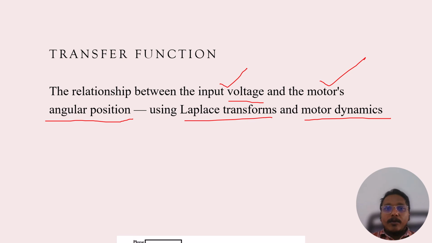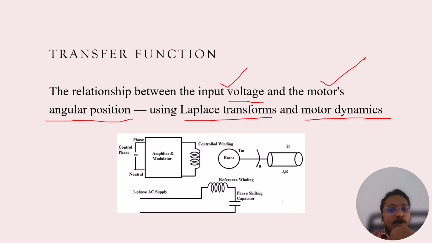Now I am showing you the block diagram of that. If you see this block diagram, a single phase supply is going to work with this, and this is the motor. Here there are two torques, the motor torque and the load torque, and the flux, the inertia, and the angular position. These control windings will affect the rotor position.